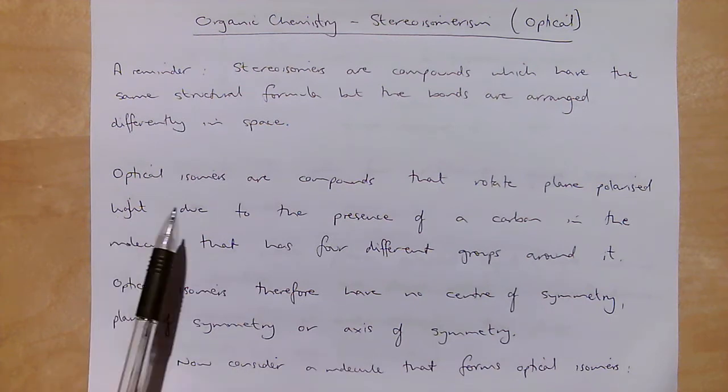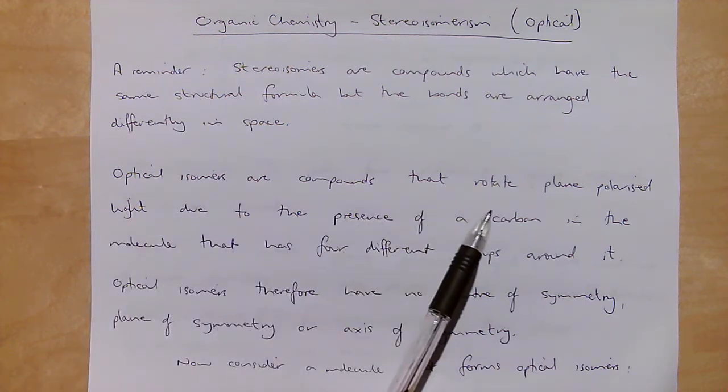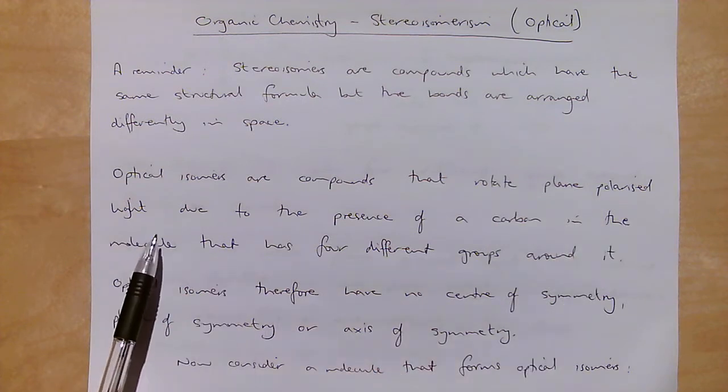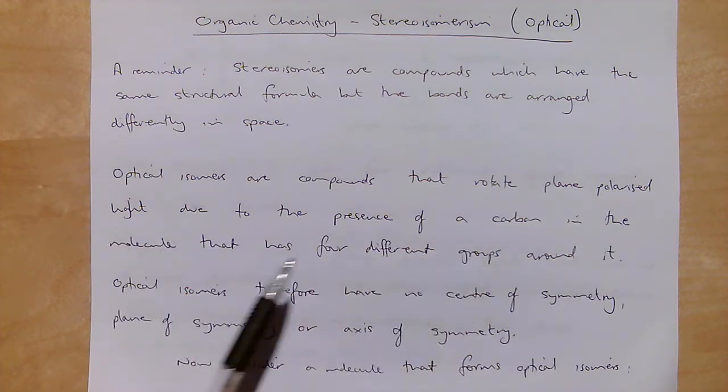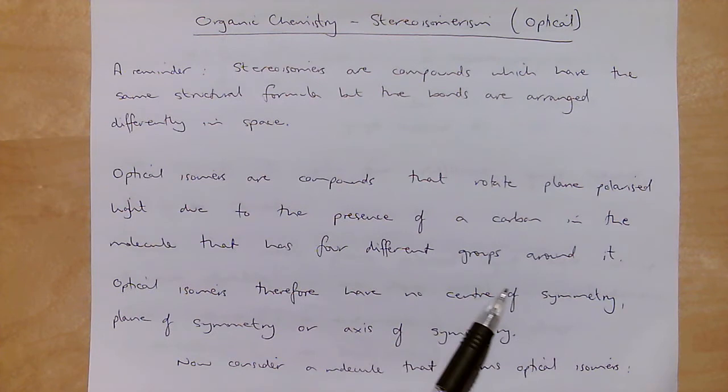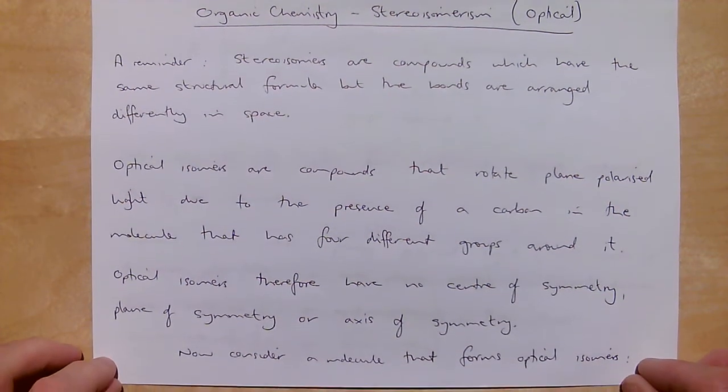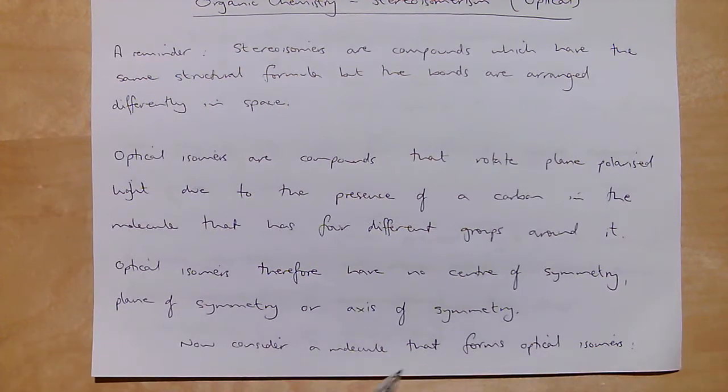Optical isomers are compounds that rotate plane polarized light due to the presence of a carbon in the molecule that has 4 different groups around it. Optical isomers therefore have no center of symmetry, plane of symmetry, or axis of symmetry. So if you're looking for an optically active compound, you look through the molecule, at all the different carbons, and find a carbon that has 4 different groups around it.